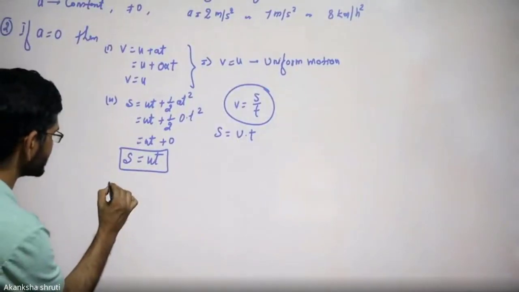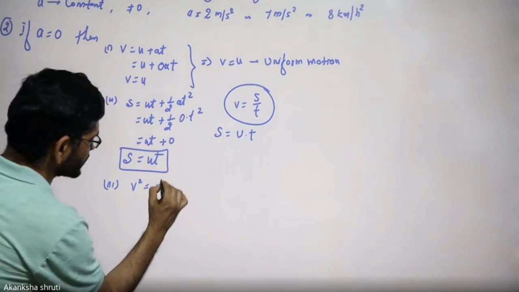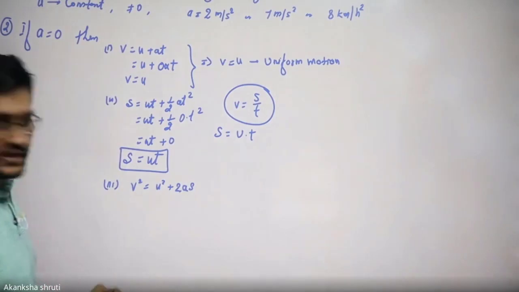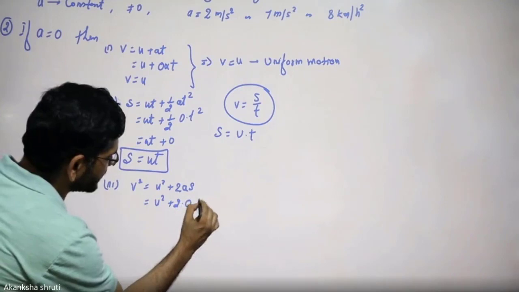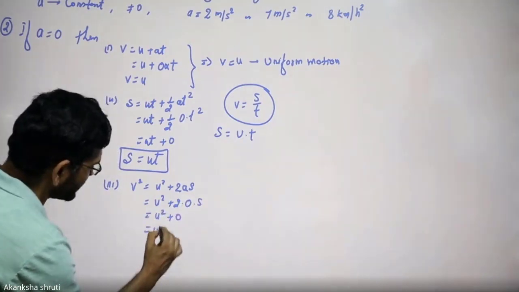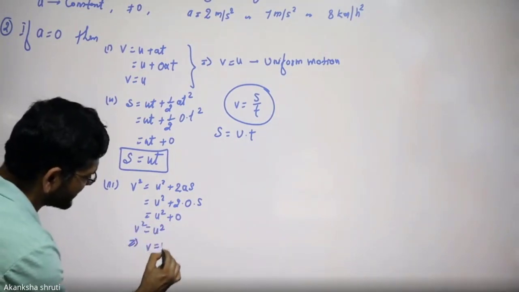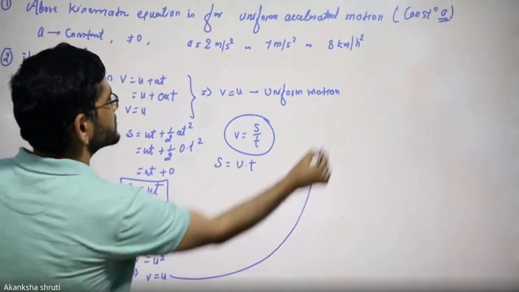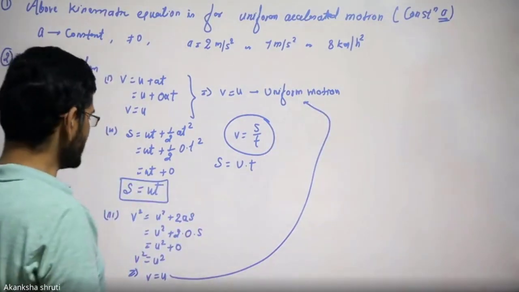Student, let us consider the third kinematic equation: V square is equal to U square plus 2AS. What does it become? At this time, it is U square plus 2 into 0 into S. So the next term is 0, and this is our U square. Student, V square is U square, so taking the square root on both sides, V is equal to U. This is the same as this case, student. It doesn't make any difference. Okay, student?